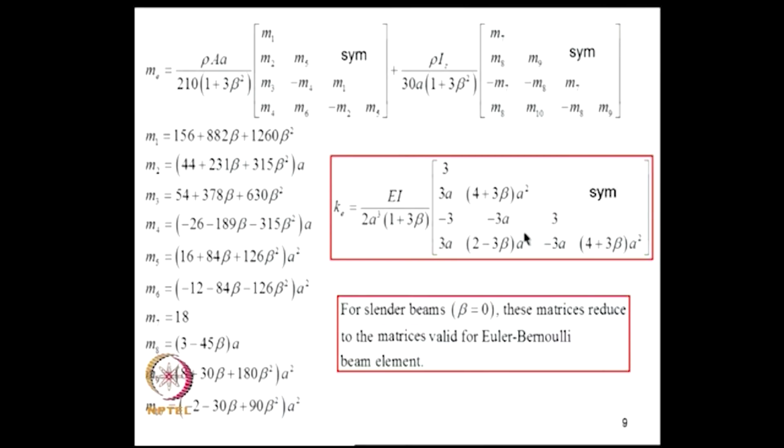Similarly, the stiffness matrix can be shown to be given by this. Now, in this case, as beta becomes small, it can be verified that the mass matrix and stiffness matrix converge to the mass and stiffness matrices that we have already derived for the Euler-Bernoulli beam. So, here there is no problem. Here the thick beam element remains applicable as the beam becomes thinner, and no special precautions need to be taken to use this element.